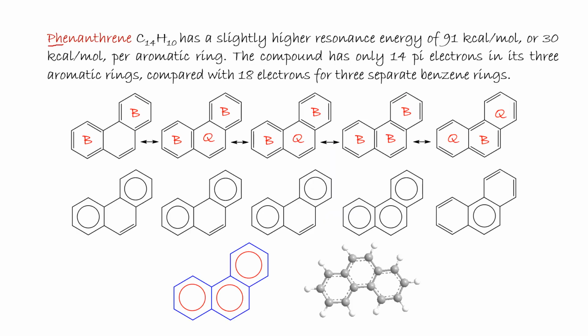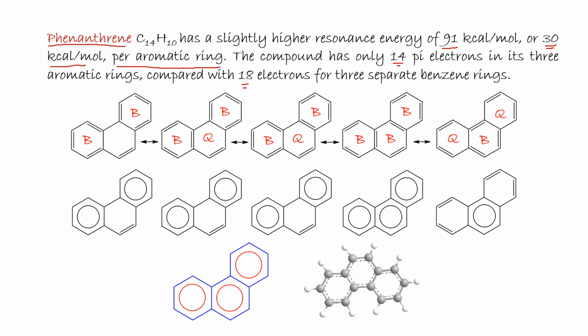Phenanthrene, again, is an isomer of anthracene. It has C14H10, but it has higher resonance energy. It is 91 kilocalories per mole. Divide that by 3, so it's 30 kilocalories per mole per aromatic ring. The compound again has 14 pi electrons in its 3 aromatic rings, compared to 18 electrons for the 3 separated benzene rings.